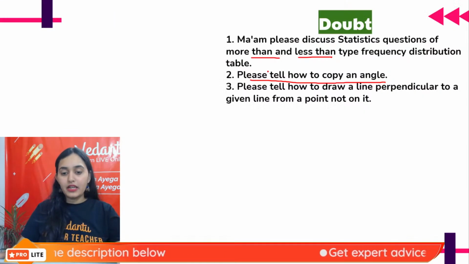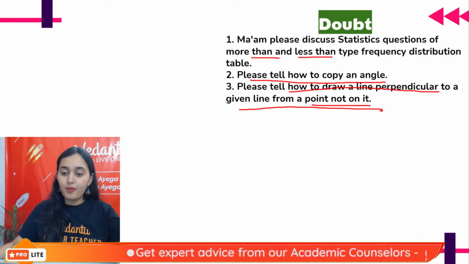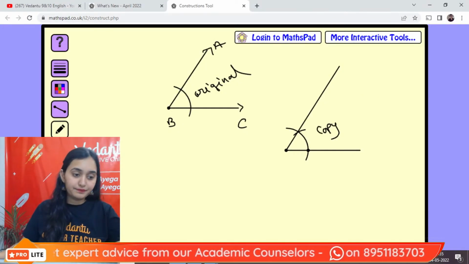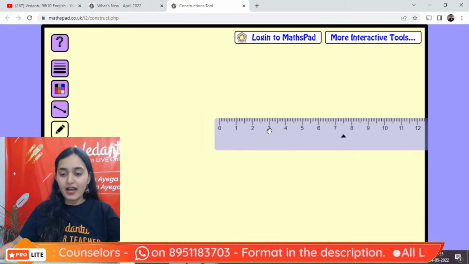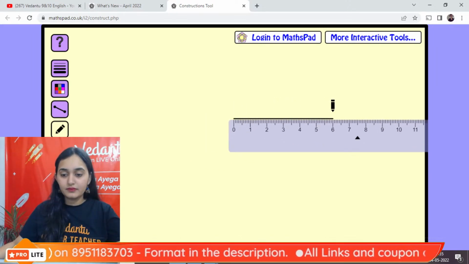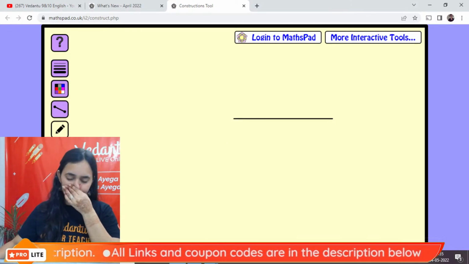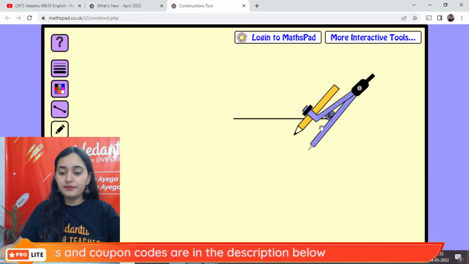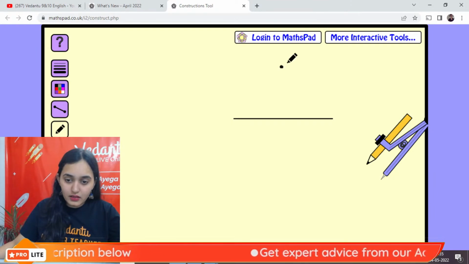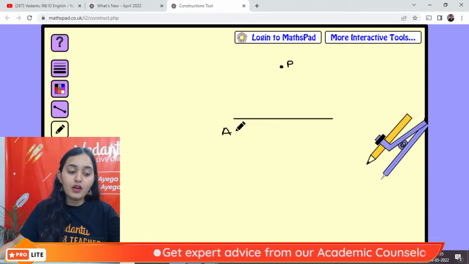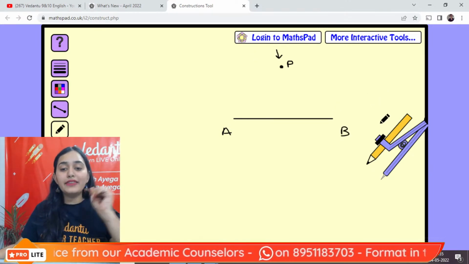Alright. Okay, next question. How to draw a line perpendicular to a given line from a point not on it. Okay, simple. Take a line. किसका doubt था ये? Who had asked this doubt? Take a line. Alright, take a line. Then take a rounder. Mark a point P. This is a point P which is not on the line. Naman का doubt है, ठीक है? Take a point P which is not on the line.